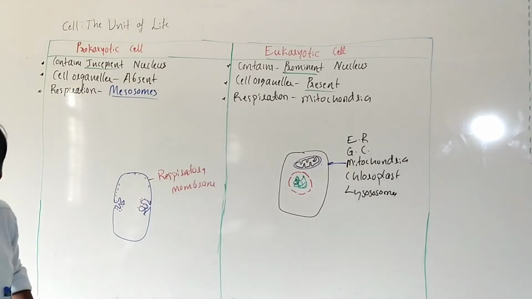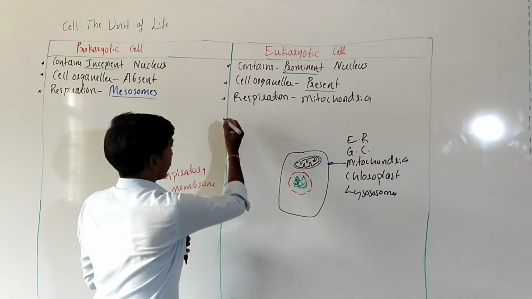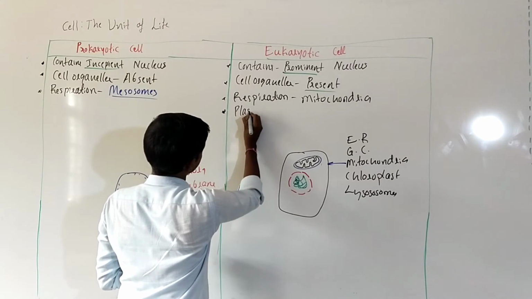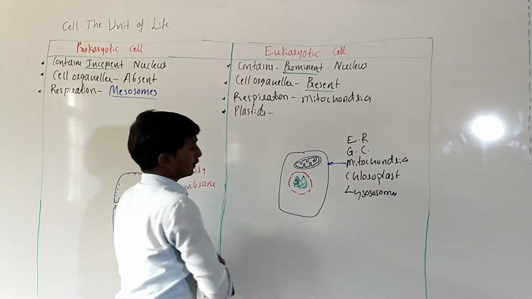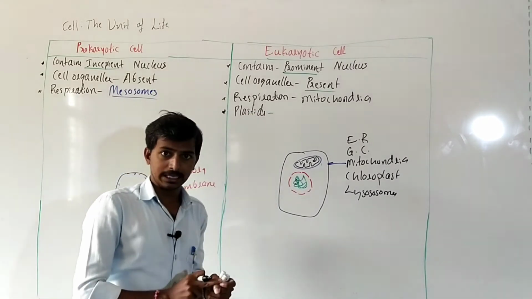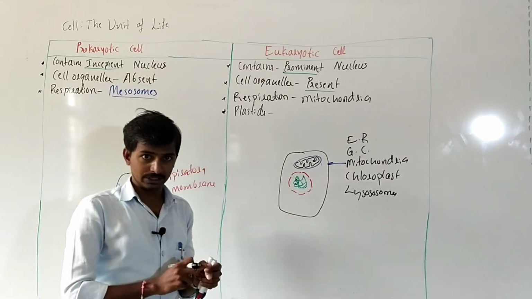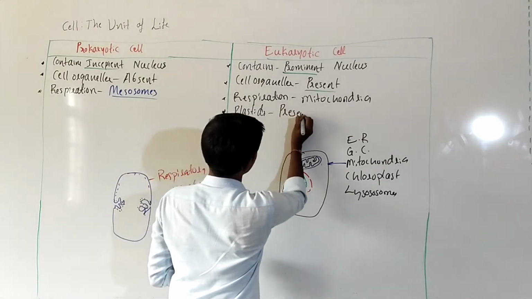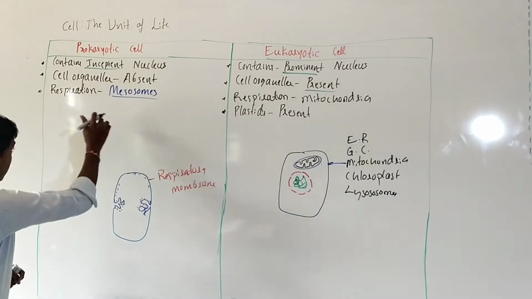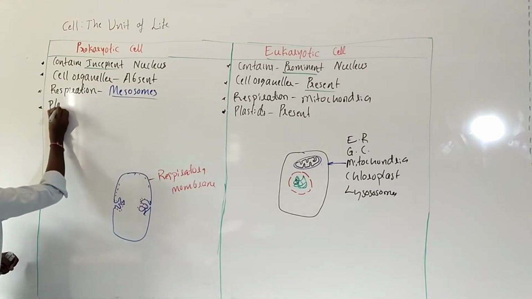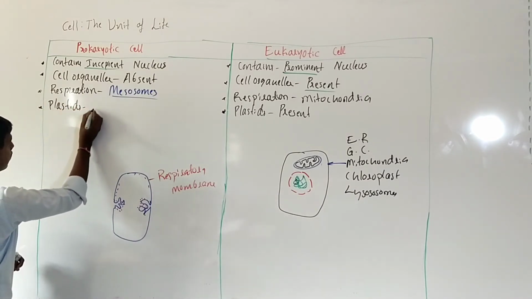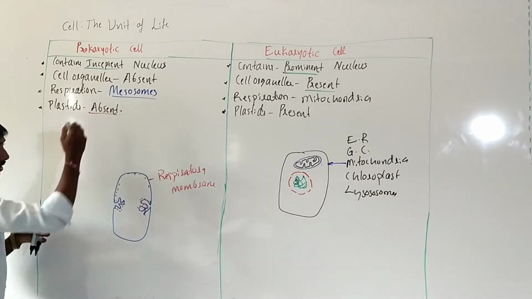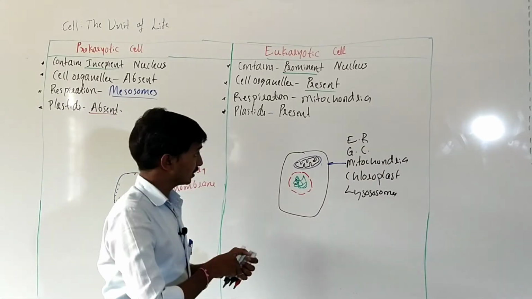Then, in eukaryotes, mainly the plant cell contains plastids, like chromoplast, chloroplast and leucoplast, three of them. We will discuss them later on. So plastids are present. In case of prokaryotes, the plastids are absent.